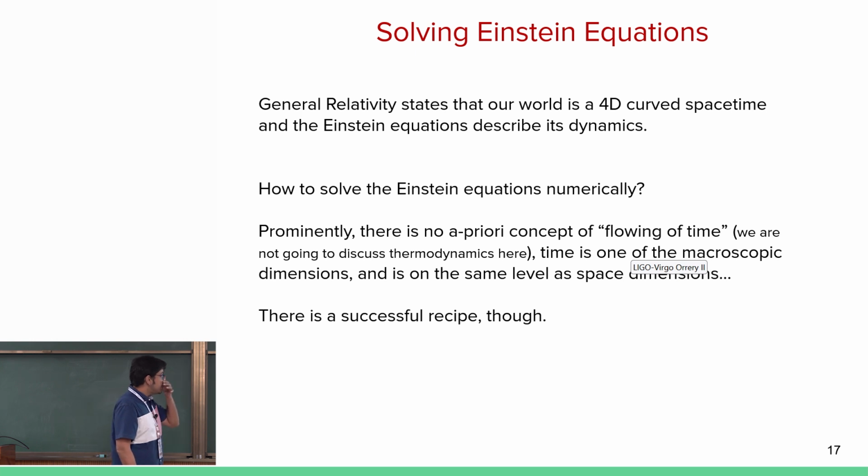Okay, so the moment we try to solve Einstein's equations, we come upon an immediate conceptual block, which is that GR states that our world is a full 4D curved space-time, right? And Einstein's equations treat time on the same footing as any other spatial coordinate, right? Which is of course very elegant conceptually, but it is a problem when we are trying to solve these equations numerically. There is no a priori concept of the flowing of time in some senses.